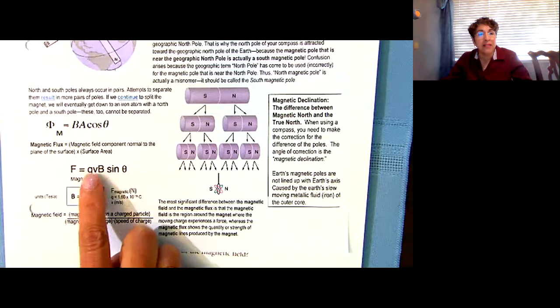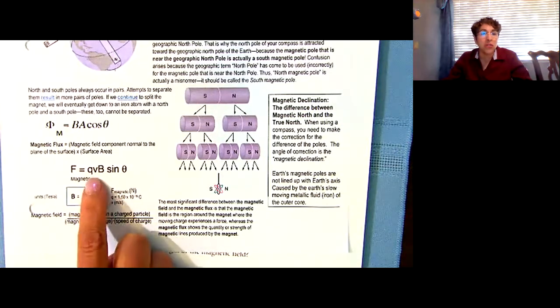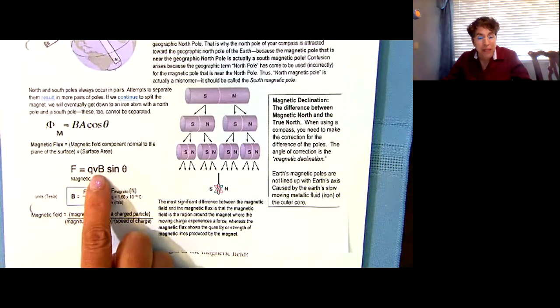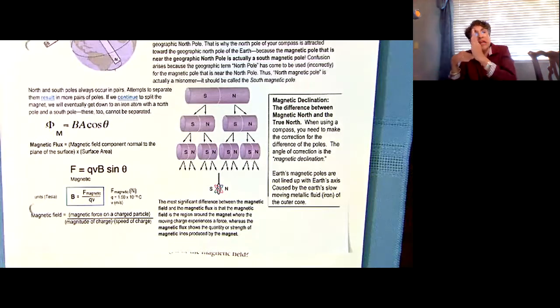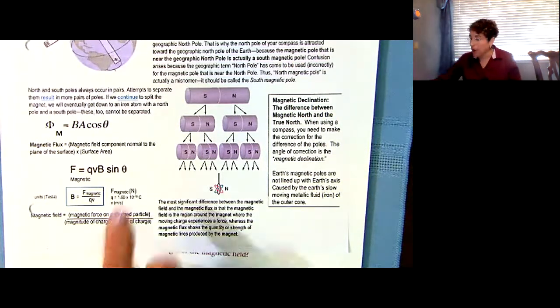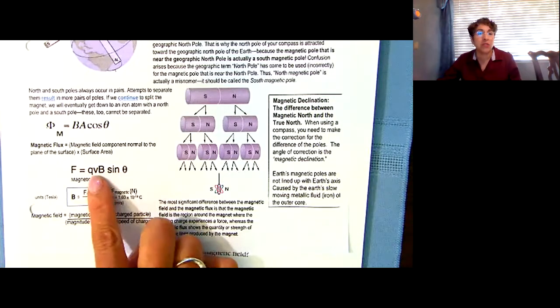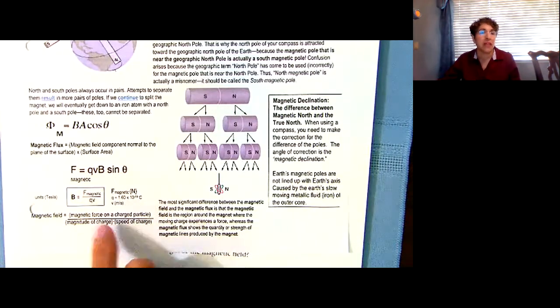And V is velocity and Q is the charge. So we have charge, which is Q, in coulombs, velocity, which is meters per second, and B in Tesla. And you'll notice that if they're exactly 90 degrees from each other, the sine of 90 is 1. So then this goes away and it'd just be QVB for the magnetic force.